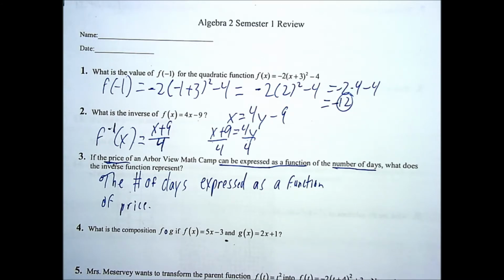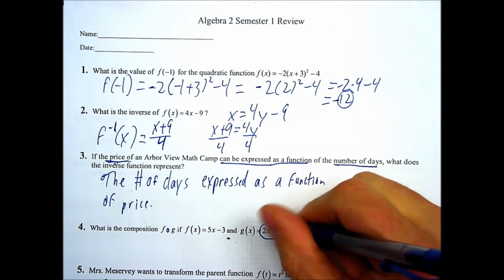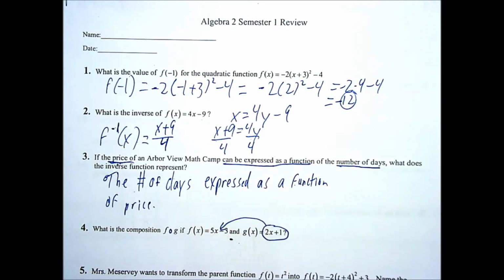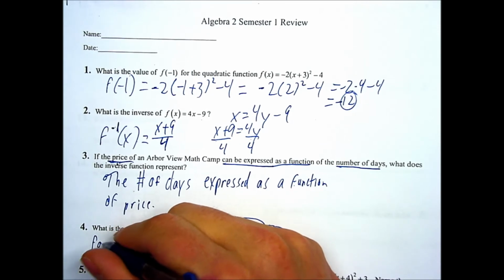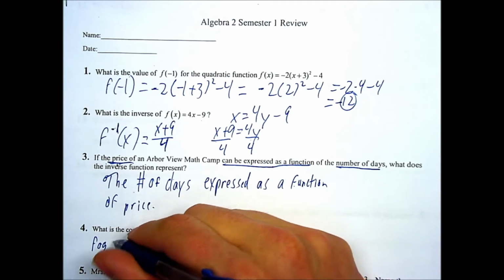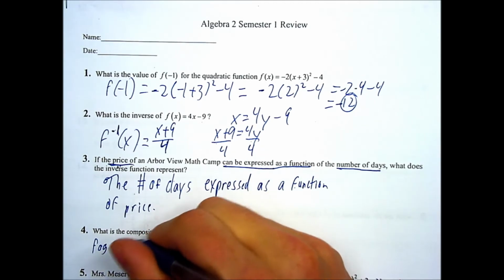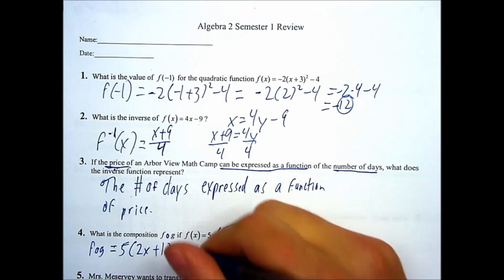In other words, what this means is to put G of X in for X on F of X. It's a composition function. So the 2x plus 1 will replace the X here next to the 5 on F of X. So F of G of X, or F circle G, will be equivalent in value to 5 times the quantity 2x plus 1 minus 3.